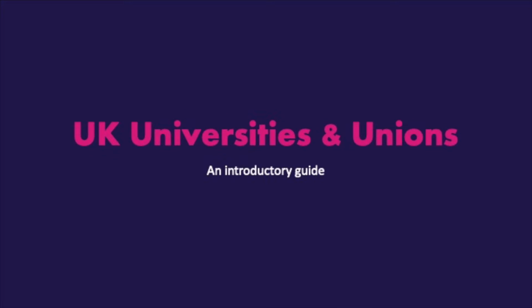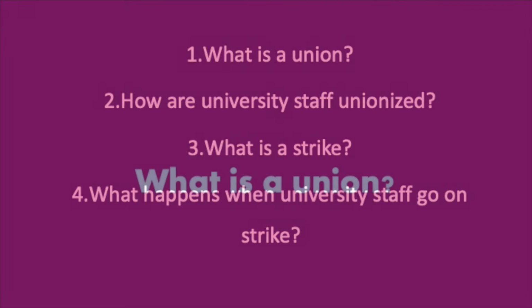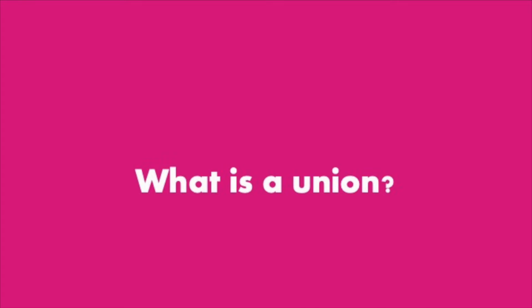Welcome to this video on UK Universities and Unions, an introductory guide. This video will cover what a union is, how university staff in the UK are unionised, what a strike as a form of industrial action is, and what happens when university staff go on strike. So, what is a union?